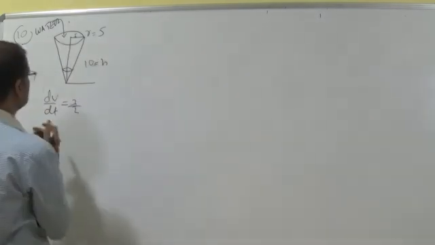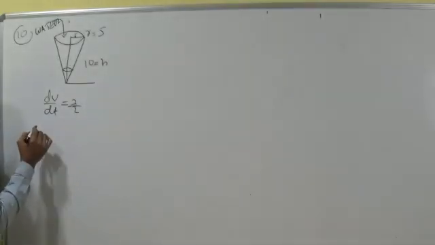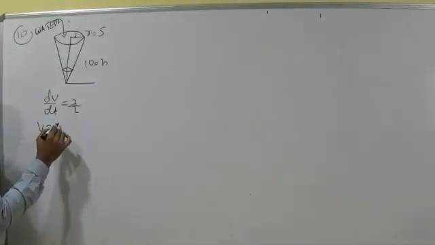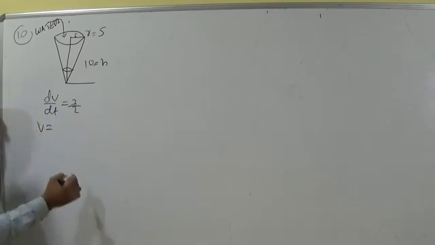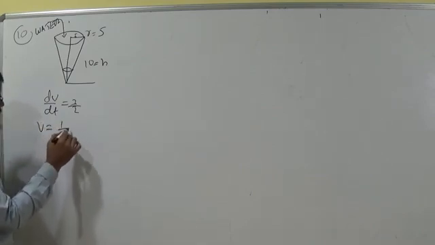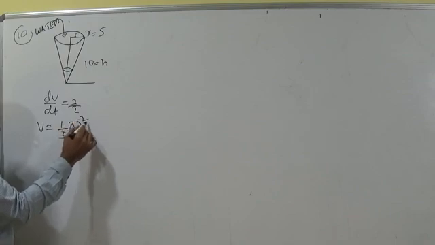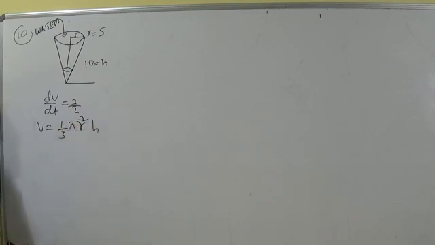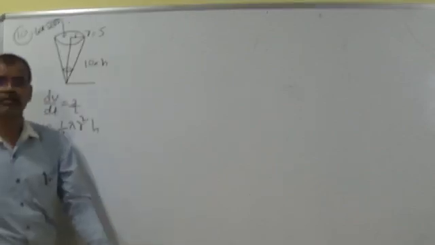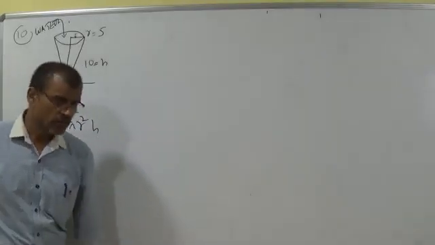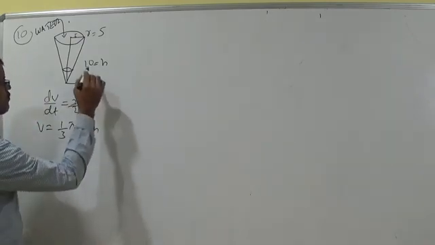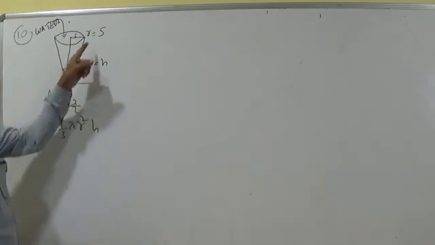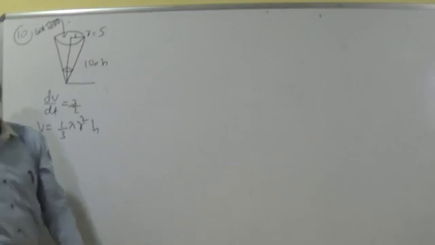So dV by dt is equal to 3/2, so you should understand the formula and you should know the formula. Volume of cone V equal to 1/3 pi r square h. He has given the relation as r is equal to 5 and h is equal to 10. When he has given r is equal to 5 and h is equal to 10, you should try to understand 2 into 5 equal to 10.